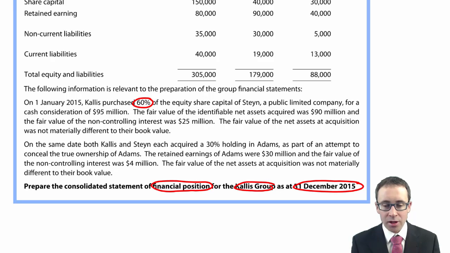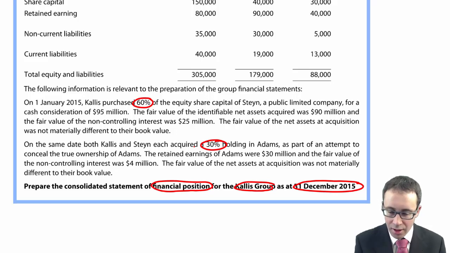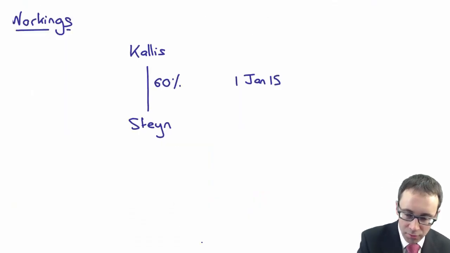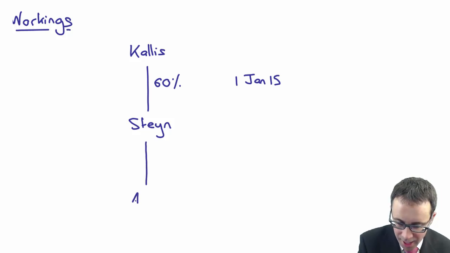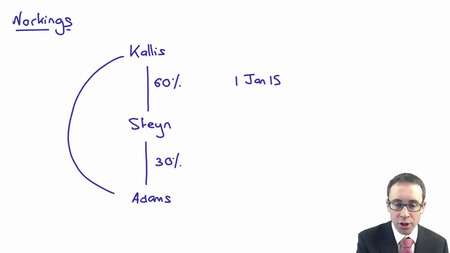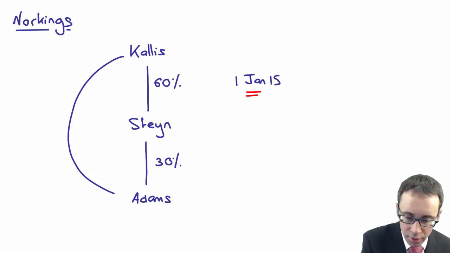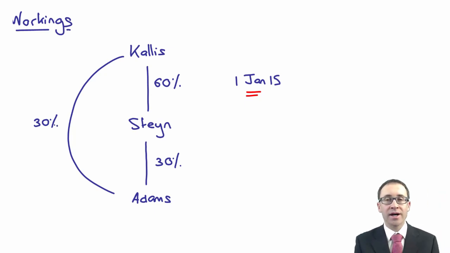Okay. Then it says on the same date, both Callis and Stain each acquired a 30% holding in Adams. Okay, so both Callis and Stain bought a 30% holding. So what you've got there is you have Adams at the bottom, of which Stain bought 30%. On the same dates, so presumably the same date there is that 1st of January, then what you've got there as well is that Callis also bought 30% of Adams.